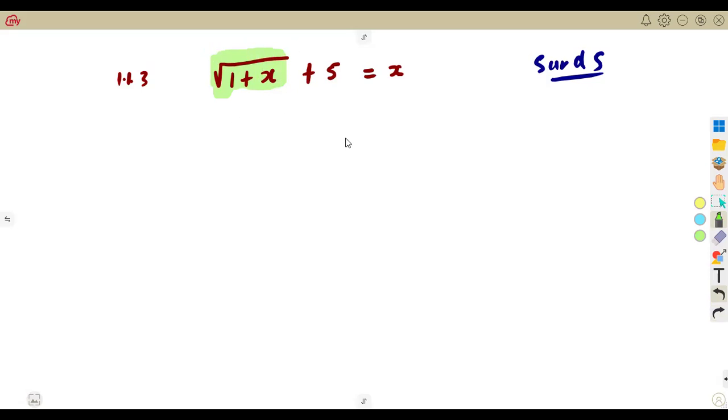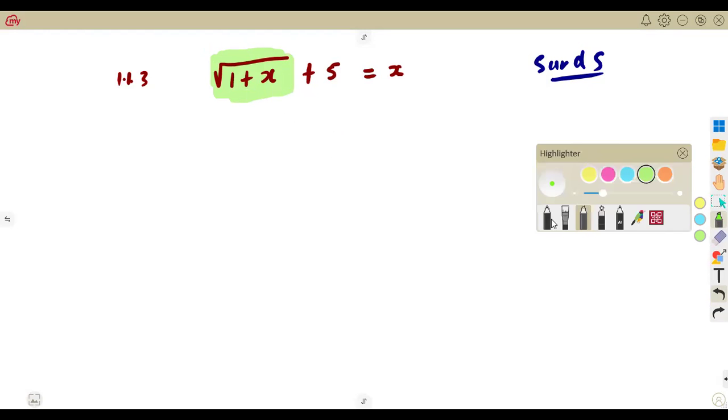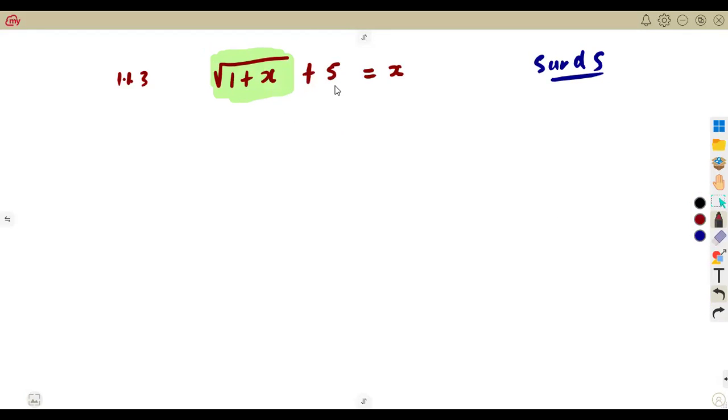So what is affecting it? We must remove everything on the left-hand side that is affecting this square root, anything which is not part of the square root, like this 5 that we see here. We can get rid of the 5 first, subtract it, or just take it to the other side. The moment it crosses the equal sign, it becomes a negative, or we are just subtracting 5 from both sides. So we are going to remain with the square root of 1 plus x, which is equal to x minus 5.